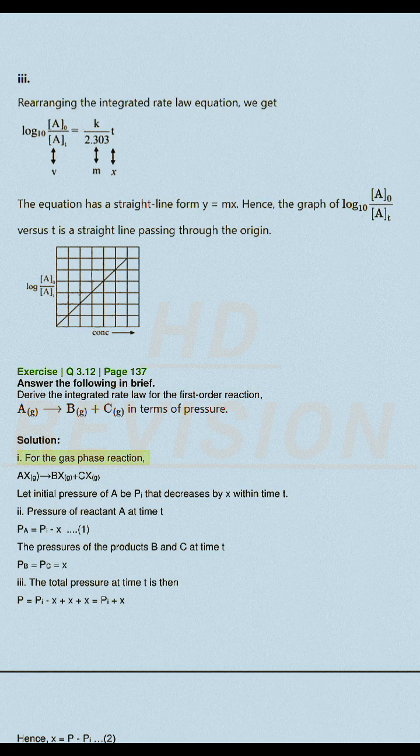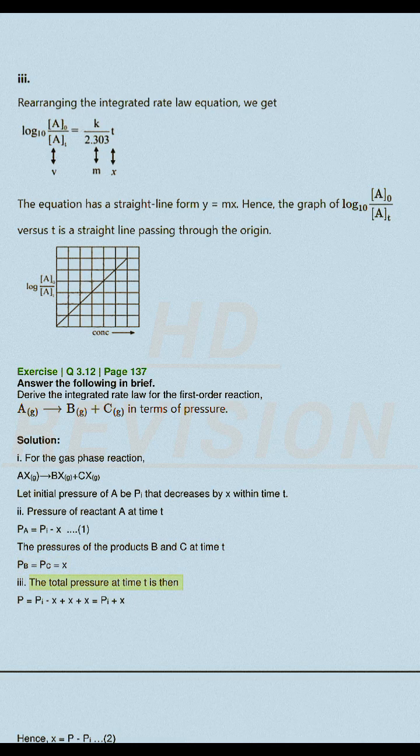Solution. For the gas phase reaction A(g) → B(g) + C(g), let the initial pressure of A be Pi. That decreases by x within time t. Pressure of reactant at time t: Pa = Pi - x. (1) The pressures of the products B and C at time t: Pb = Pc = x.